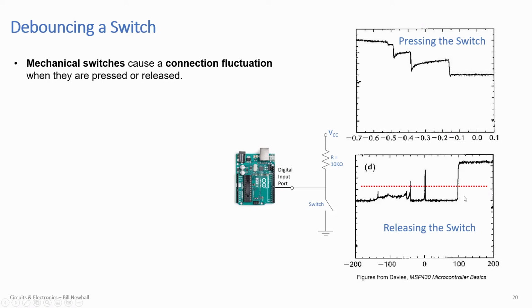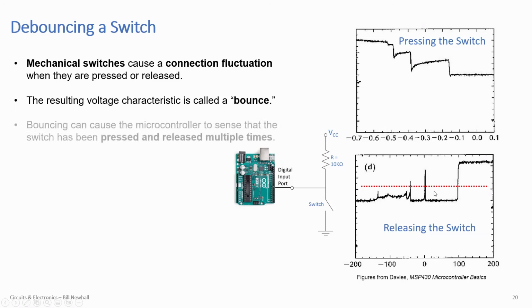So if you were counting rising edges, let's suppose that you have a camshaft spinning and there's a switch rubbing against the lobe, and the switch is opening and closing, and you want to count the number of rotations by counting rising edges. Well, you would count maybe one, two, three rising edges when the switch just opened once. And that's not what you want. What you really want to do is find a way to filter out or ignore these extraneous rising edges or spikes. This characteristic of getting multiple edges out of a switch is called a bounce. And bouncing can cause the microcontroller to sense that a switch has been pressed and released multiple times.